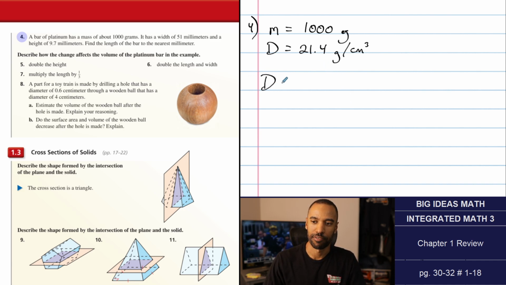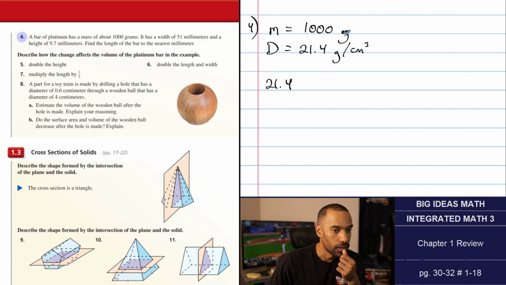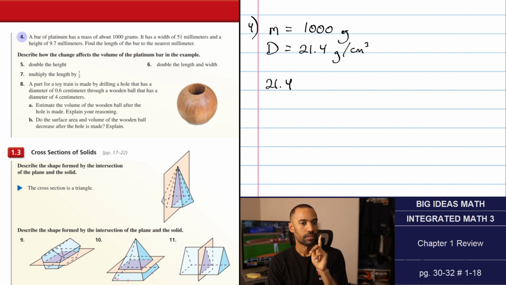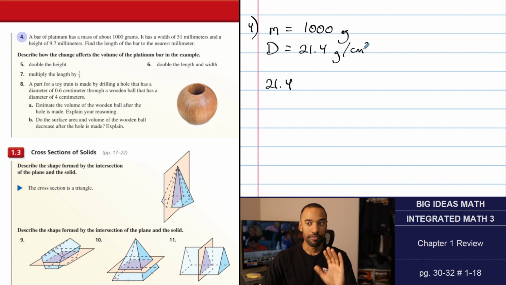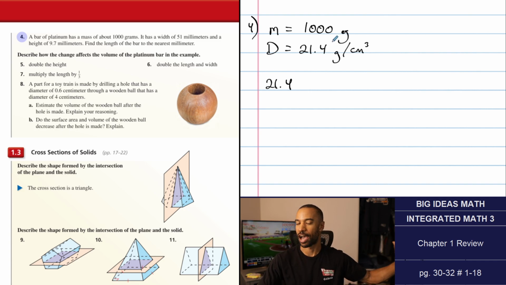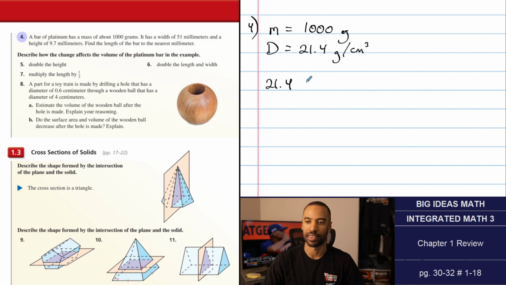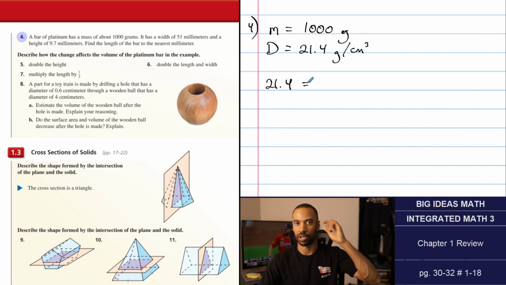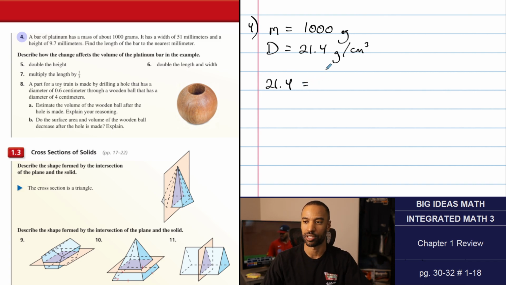So density is mass over volume, right? M over V. So we have that. Let's replace density with 21.4. Notice it's cubic centimeters. We have cubic centimeters in this density. Leave that. Don't just multiply that by 10. You'd actually have to multiply it, I think, by 1,000 to change it. So if you don't know that, that's okay. We're going to deal in terms of centimeters to start. We'll convert to millimeters at the end.